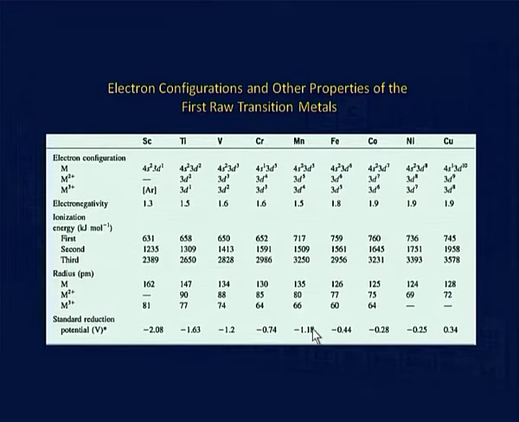These are some of the general properties of the first row transition elements. Particularly, they also form cations in +2 and +3 oxidation states. These are the values for their electronegativity, ionization energy and atomic as well as ionic radius. All this we are going to learn in the next series of lectures.